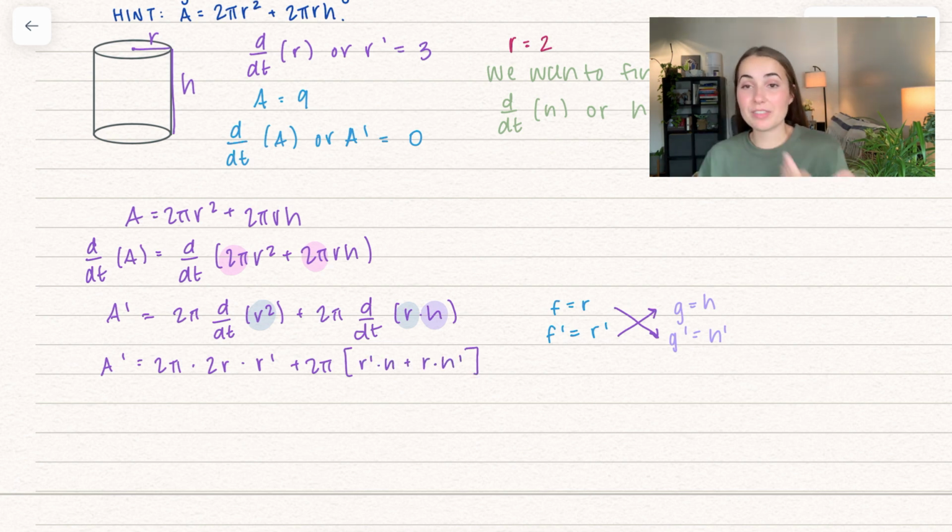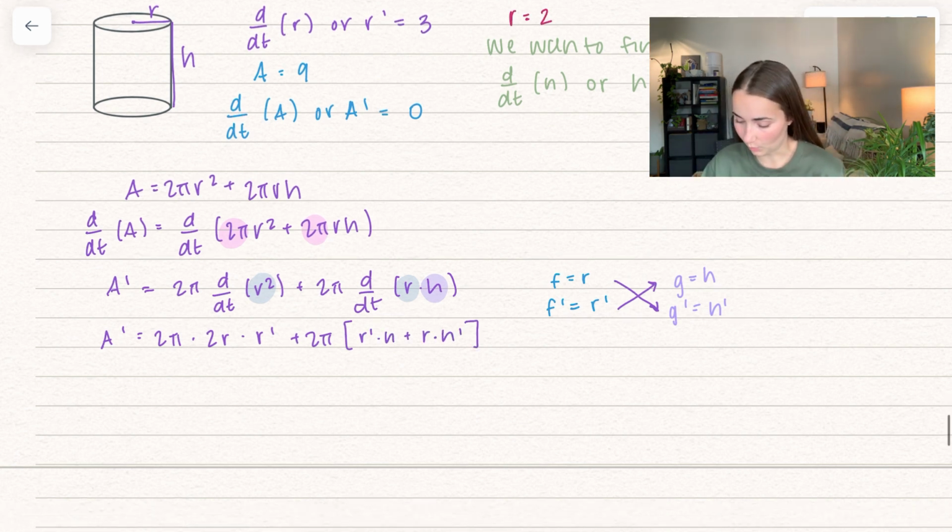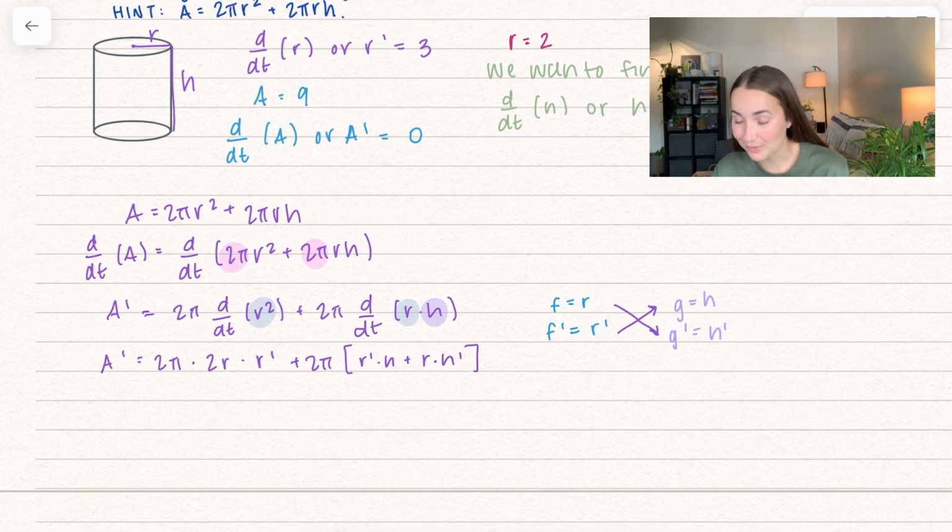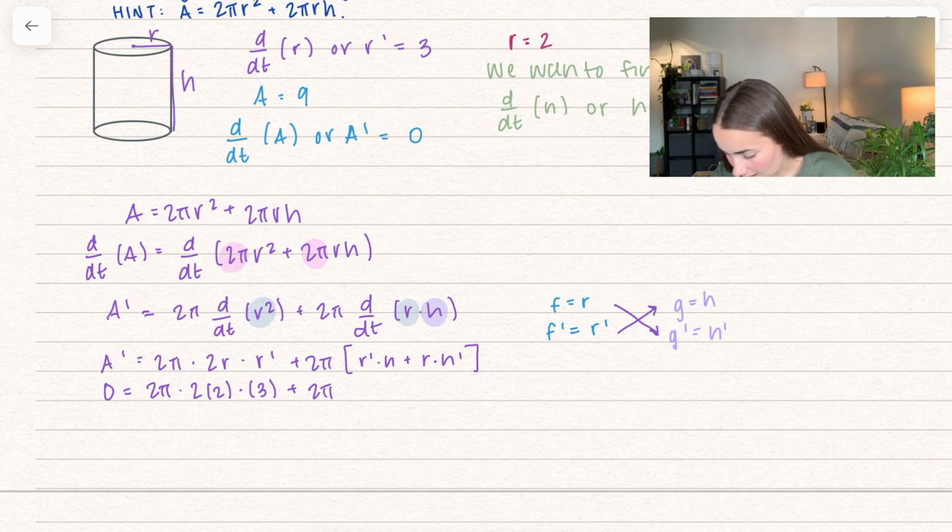Okay, so now with the given information, let's fill in what we're given. A prime, remember we said that is equal to 0. So that's very nice. That goes to 0. So we get 2 pi times 2r, and r we said was equal to 2, and then r prime was equal to 3. And now we add 2 pi, and we need to fill in what we know here. r prime was equal to 3. Oh, interesting. h we are not given, so I'm going to leave that as h. And now I get radius of 2 times h prime, and that is what we wanted to find.